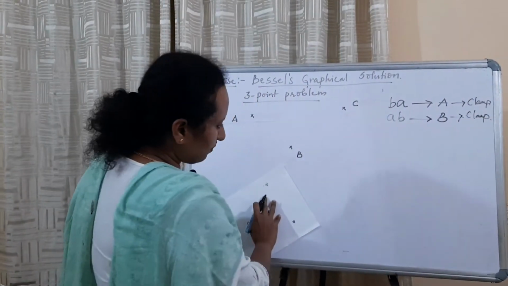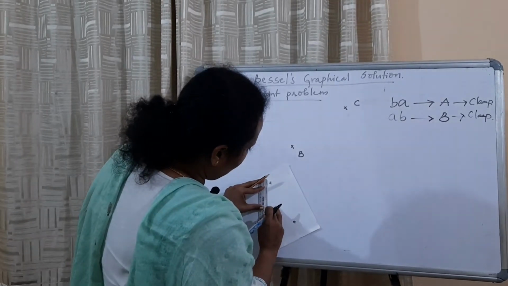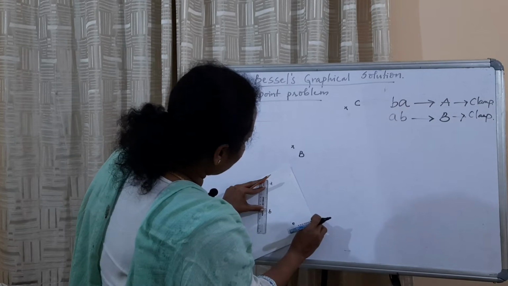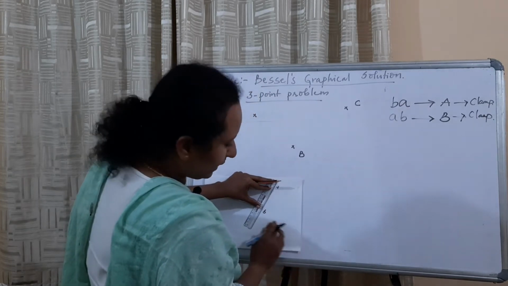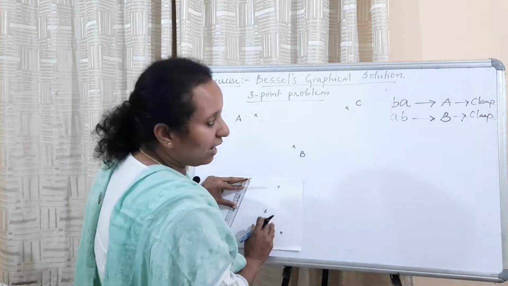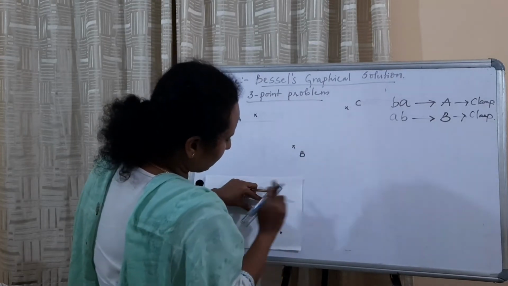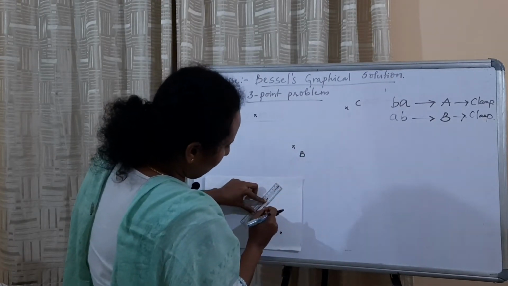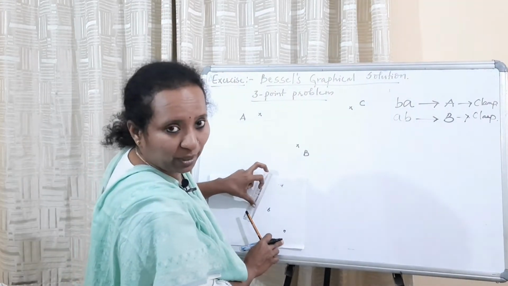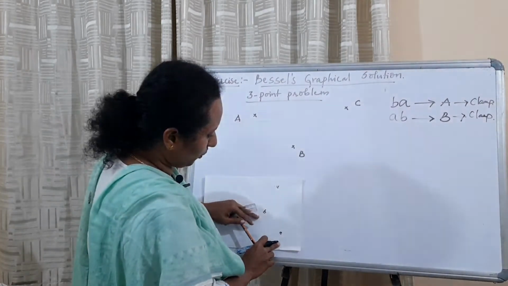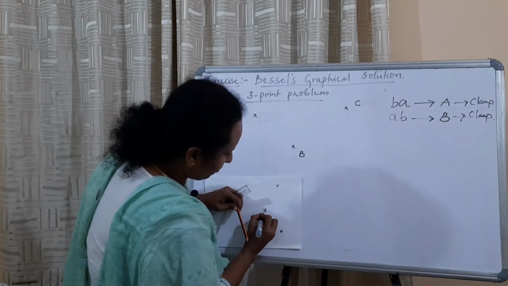That is, unclamp the drawing board, keep the alidade on AB and rotate the drawing board until we cite point B. The moment point B is cited, clamp the drawing board. After clamping it, keep the alidade on point B, cite point C, and draw a line or a point on the drawing sheet of paper. Sorry, this point should be C dash, instead of P dash, it should be C dash.